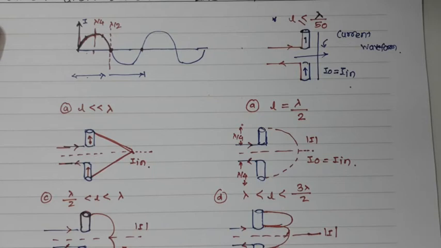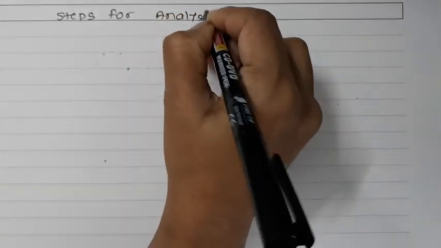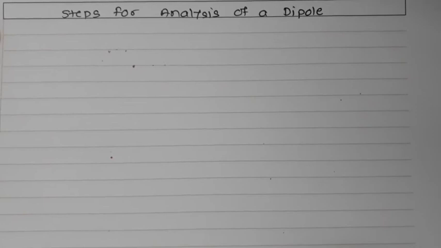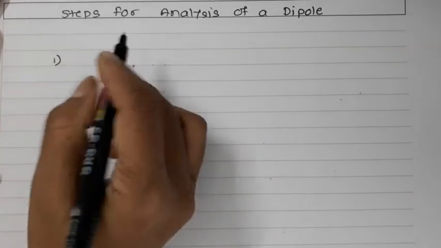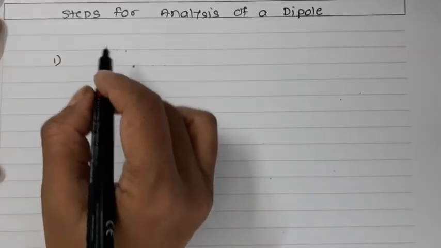infinitesimal dipole. Before talking about the infinitesimal dipole, let us see the steps for the analysis of the dipole. So how we are going to analyze the antenna if I am interested in analyzing the dipole. When I talk about the analysis of the dipole, it means that I am interested in the various parameters of that antenna.